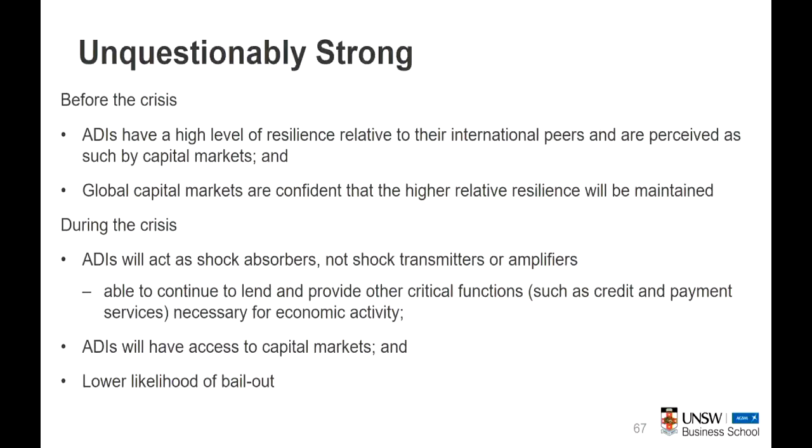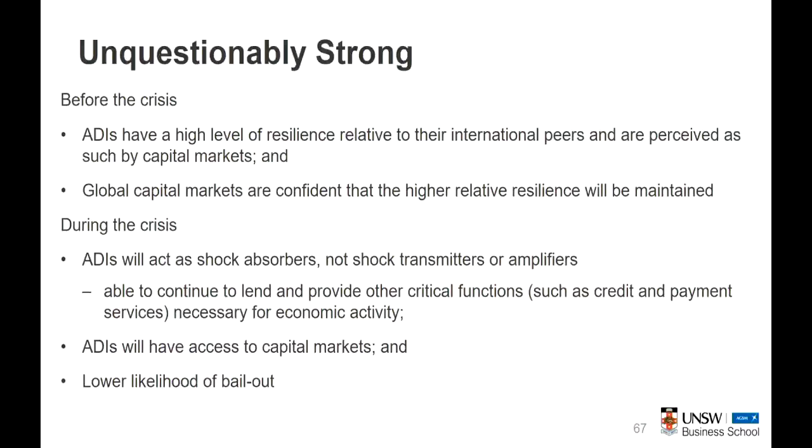What does unquestionably strong mean? So, in terms of APRA's view on what's unquestionably strong, or in terms of the Financial Stability Inquiry view, before any crisis happens, unquestionably strong means that you have a level of capital high relative to the peers, and market players understand and perceive your institutions to have a high level of capital.